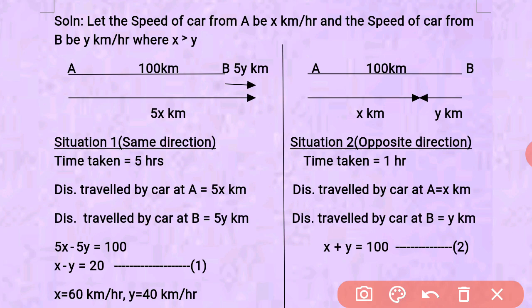Now children, you will see that the difference in the distance covered is nothing but 100, because from A to B, that extra distance the car A had to travel from here to here. That distance extra it has to travel. So children, here we get the statement for the distance as 5x minus 5y equal to 100. That 100 is the distance between A and B.